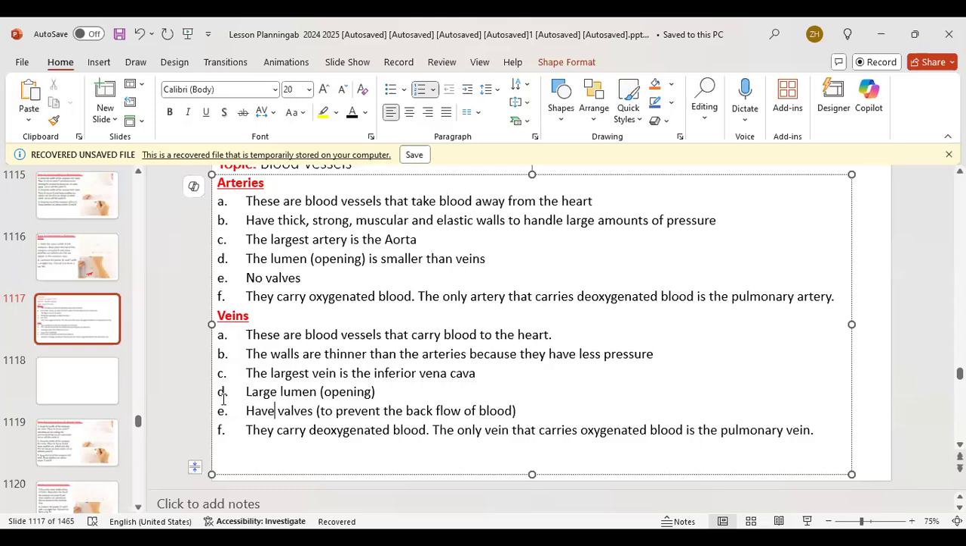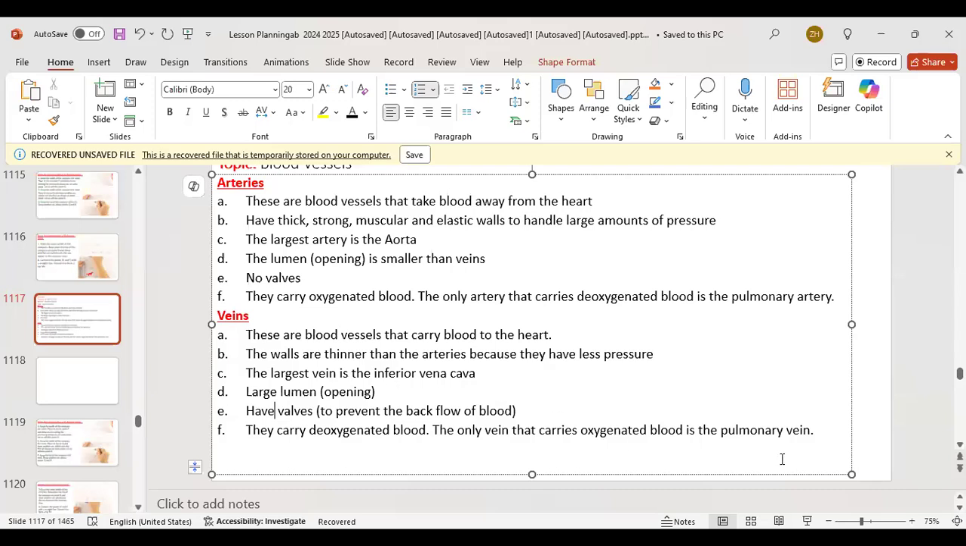Why is it false? Because the pulmonary vein carries oxygenated blood. Very good. And finally, veins have larger lumens than arteries. True. Very good.